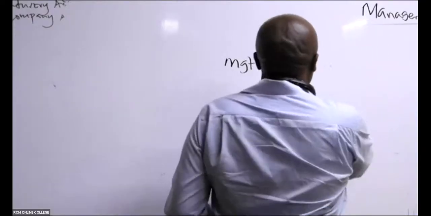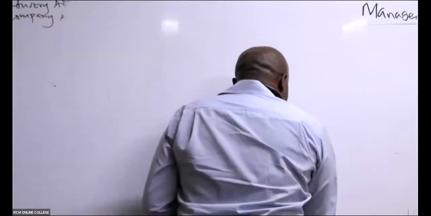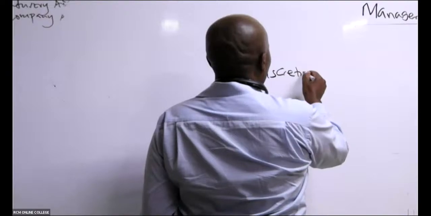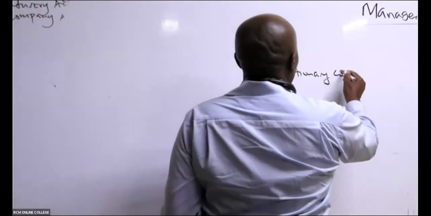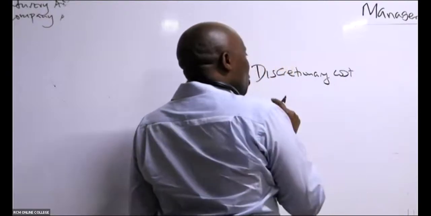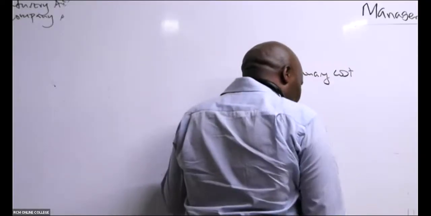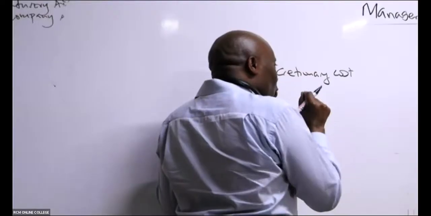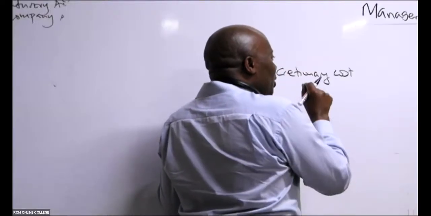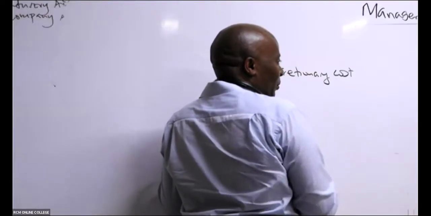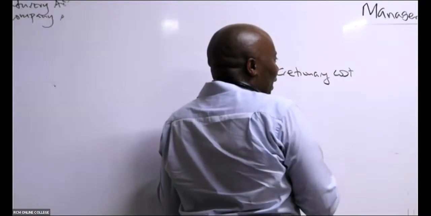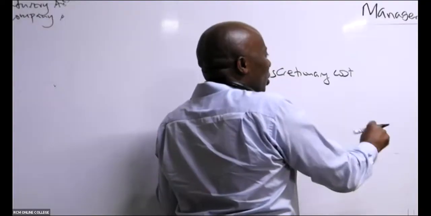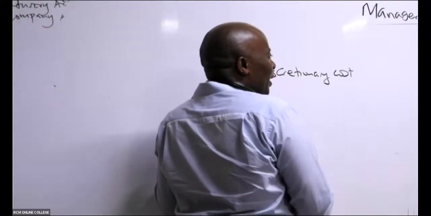Whenever you hear about discretionary costs, these are basically those costs that can only be incurred if the management wanted them to be incurred. If the management do not want them to be incurred, then these costs will be avoidable. They are incurred at the discretion of the management. Kwa kupenda kwao. Kama management hawataki, haita.